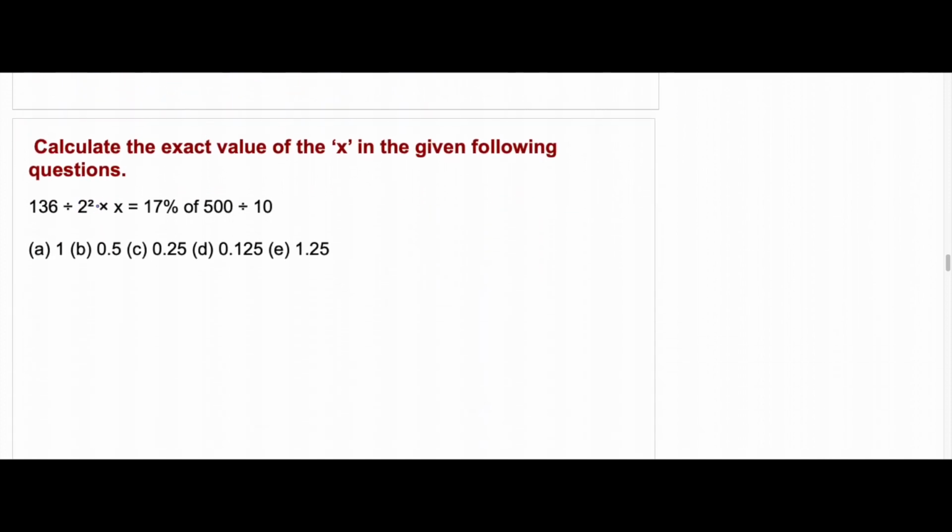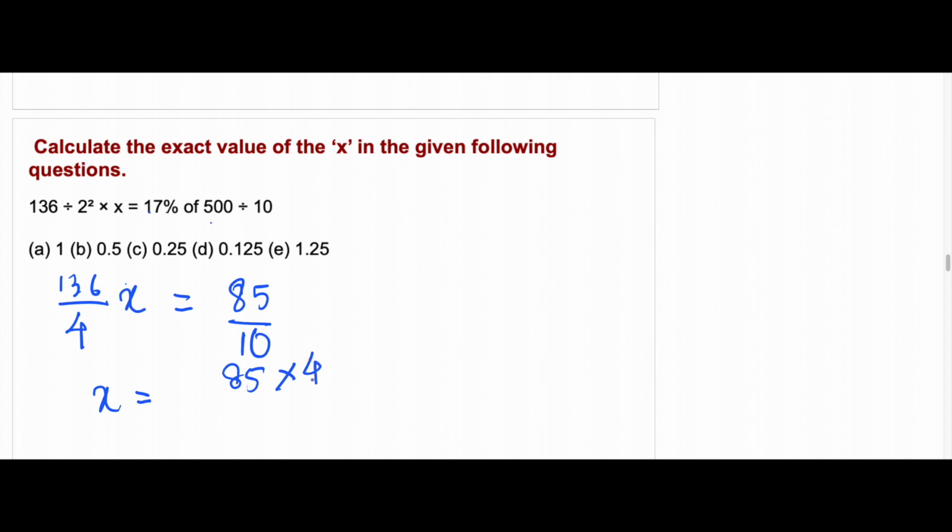136 divided by 2 square. Okay. So 136 divided by 2 square, that is 4, into x is equal to 17% of 500, which is equal to 17 into 5. So 85 divided by 10. Okay. So x is equal to 85 into 4 by 136 into 10.